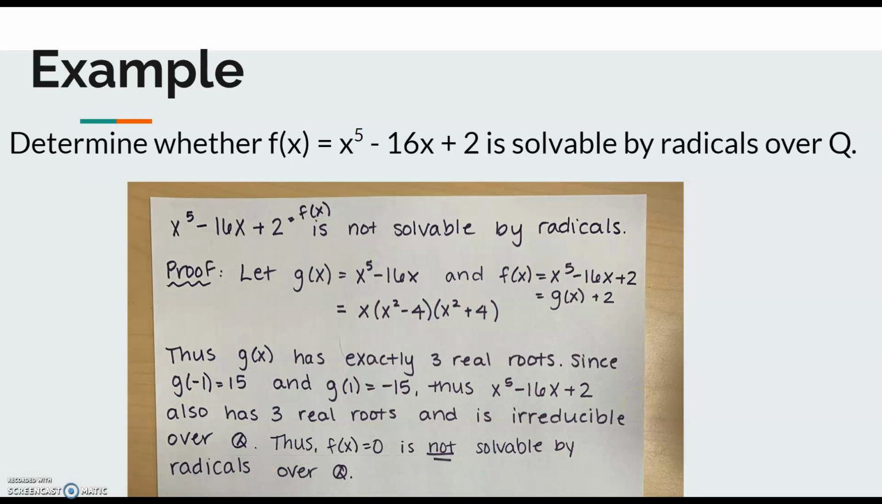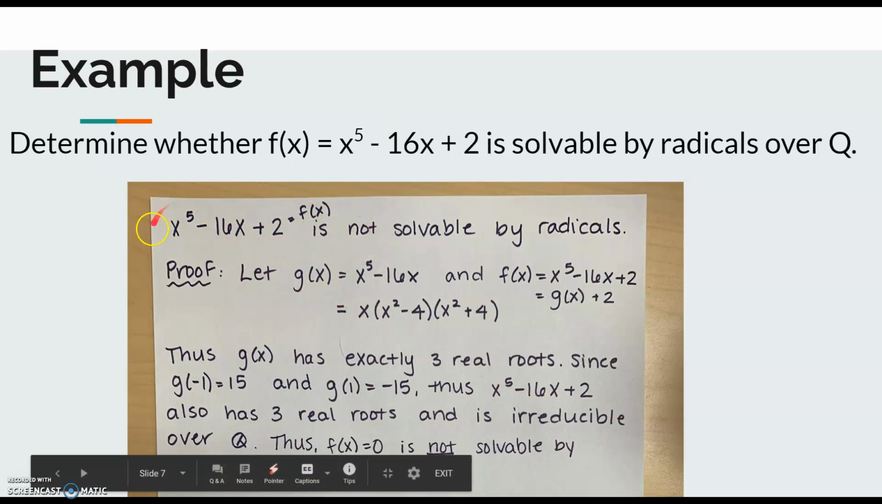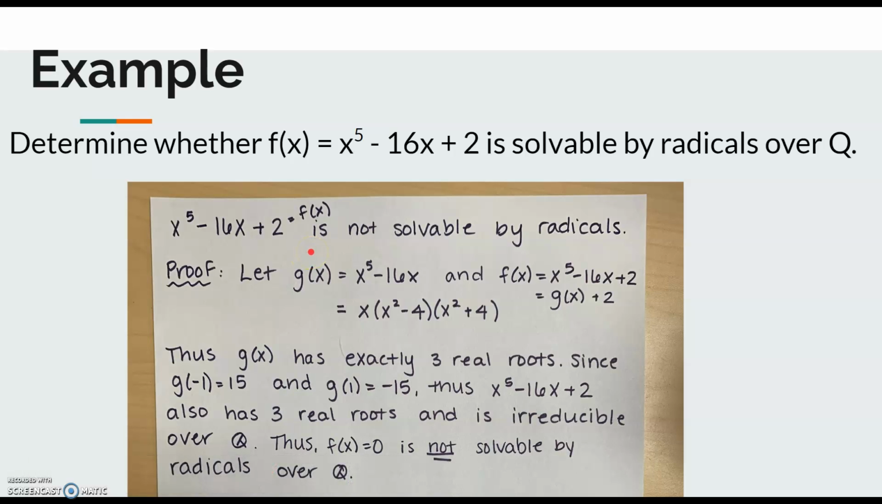and therefore is irreducible over Q. And therefore, we can conclude that f of x, our initial quintic polynomial, x to the 5th minus 16x plus 2, is not solvable by radicals, meaning that we cannot write this in terms of the operations of addition, multiplication, division, and subtraction, or by using the nth roots of unity. So this is another example of how our quintic was not solvable by radicals.